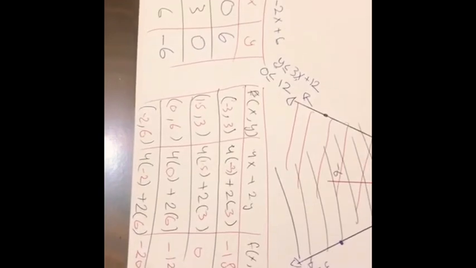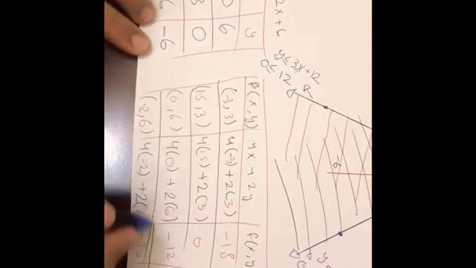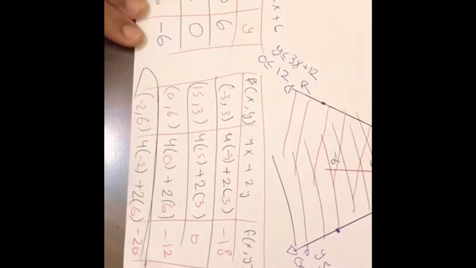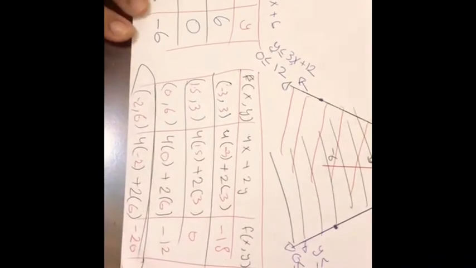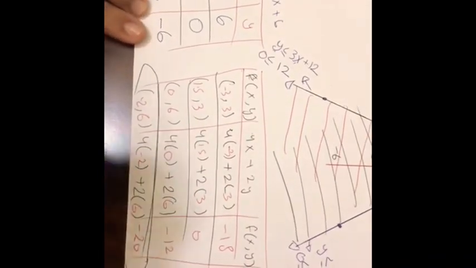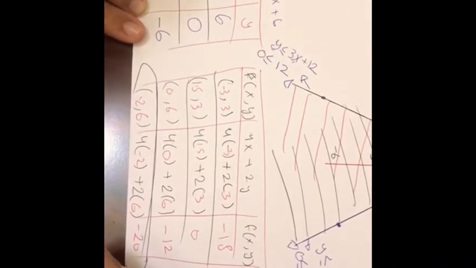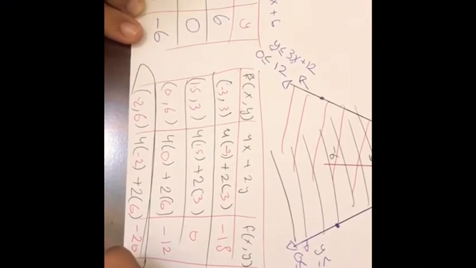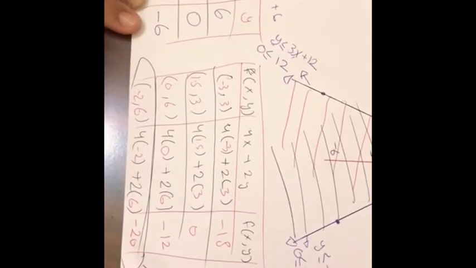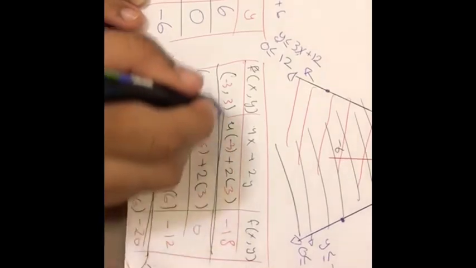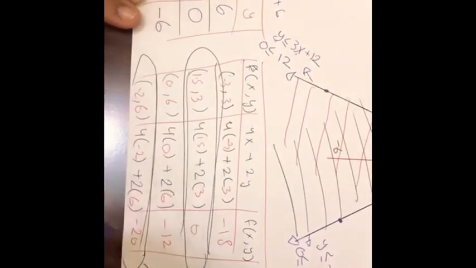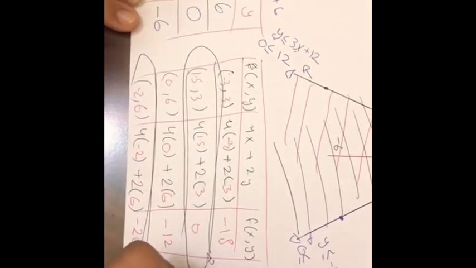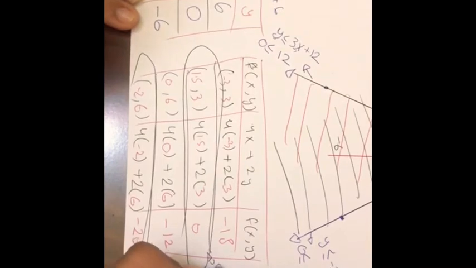And now we need to find the maximum and the minimum values. The minimum is minus 20, or minus 2, 6, the vertex minus 2, 6, sorry. So it is the minimum. And the maximum is 0, which is 1.5 and 3. So it is the maximum.